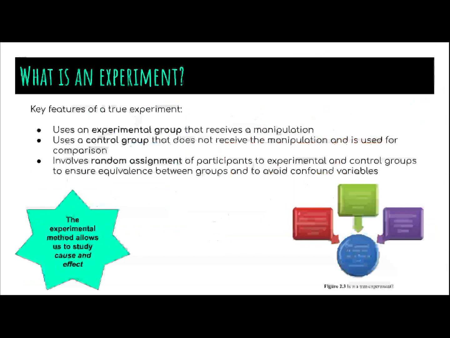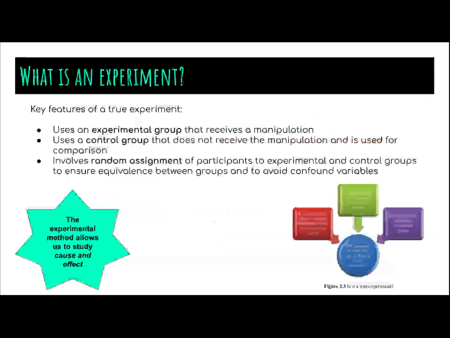Now let's talk about what exactly an experiment is. It's very important to be able to identify an experiment since only true experiments can be used to study cause and effect. The key features of a true experiment are that it uses an experimental group, a group of people who receive the manipulation or the treatment or the training, a control group, a group of people who do not receive the manipulation or the treatment or the training. They get nothing, and they're used for comparison.